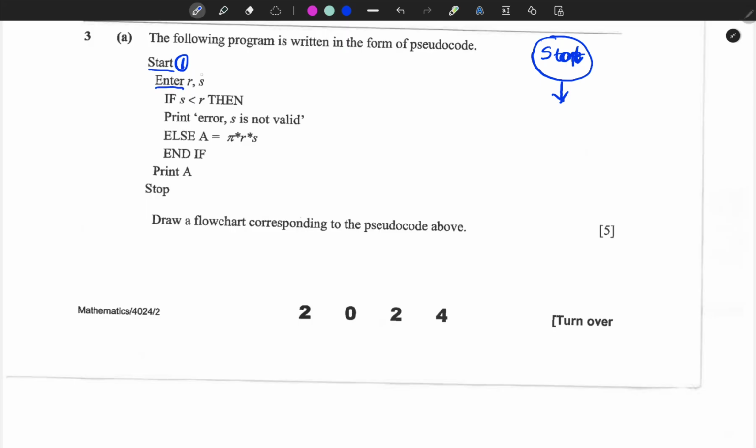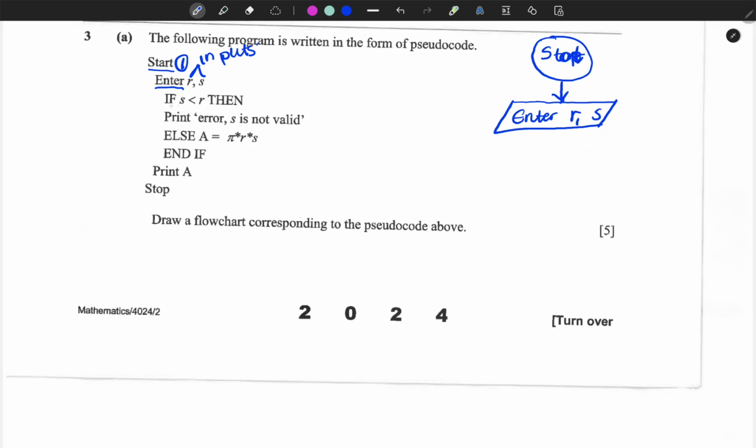Then we are told enter, arrow, and S. These are our inputs. So where are we supposed to put inputs? Inputs are written in a parallelogram. So say enter, arrow, S. So this is a parallelogram.